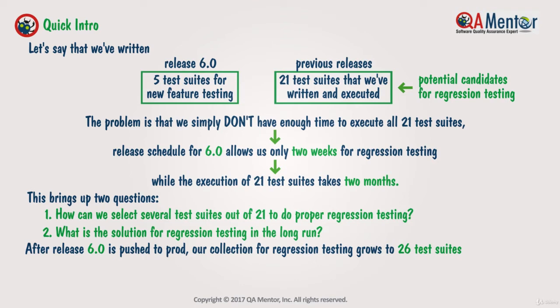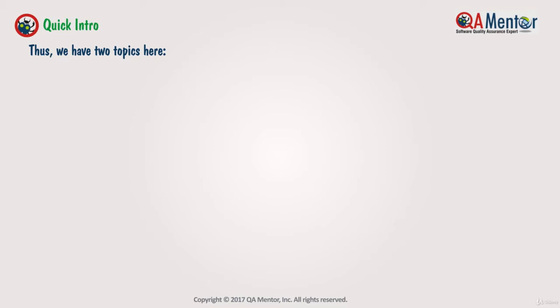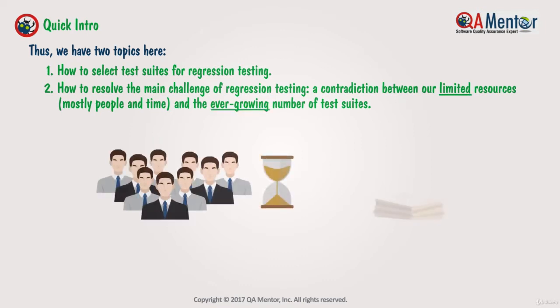After Release 6.0 is pushed to prod, our collection for regression testing grows to 26 test suites. After Release 7.0, we'll have more test suites, and so on. Think about the snowball effect. Thus, we have 2 topics here. 1. How to select test suites for regression testing. 2. How to resolve the main challenge of regression testing, a contradiction between our limited resources, mostly people and time, and the ever-growing number of test suites.